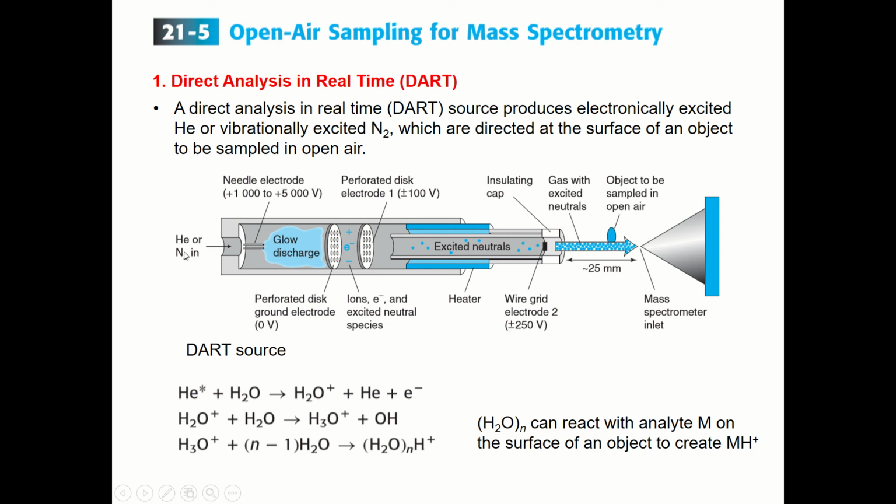Okay, here is helium or nitrogen gas. This is a very inert gas introduced to this part. Here they undergo glow discharge, and then at the tip at the end of this part, the gas with excited neutrals now goes to the object. Yeah, this is now the object.